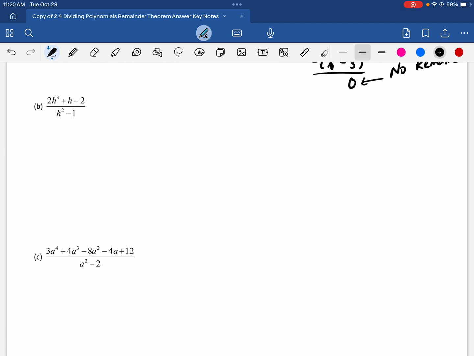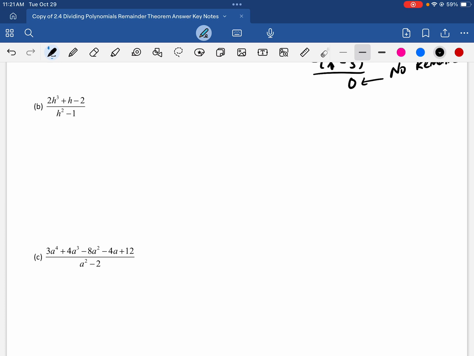All right, we'll look at another one here. We have 2h cubed plus h minus 2 divided by h squared minus 1. So first thing I notice is we're definitely missing some terms there. So we're going to have to put some zeros in because I've noticed that we go from h cubed down to h. So it skipped the h squared.